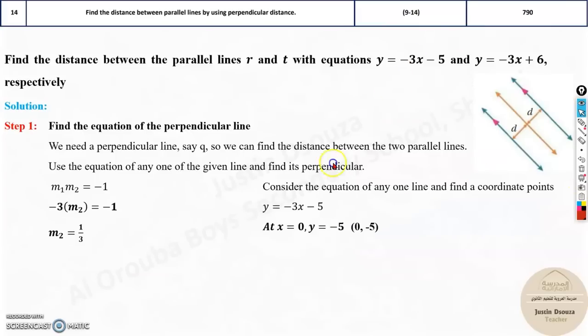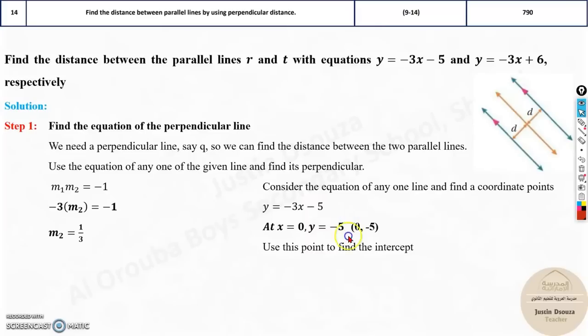So we have considered the first equation, y equals minus 3x minus 5. Now assume the point at x equals 0. What is the y value? You need to just assume x as 0. You can take x as 1, you can take x as 2, but 0 is the easiest of all, right? So we just take x as 0. When you take x as 0, everything goes off. What is the y value?